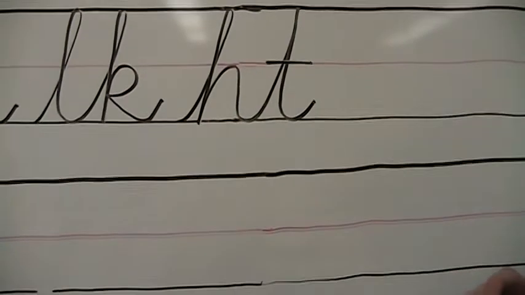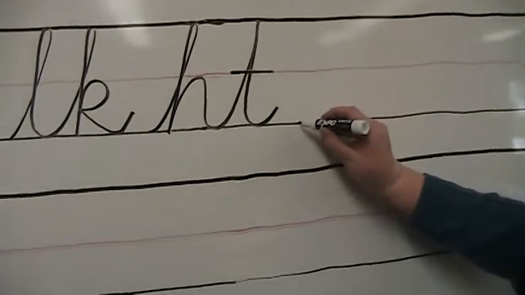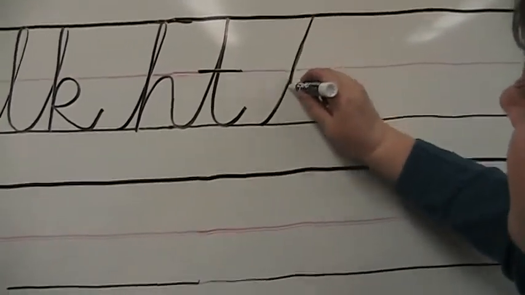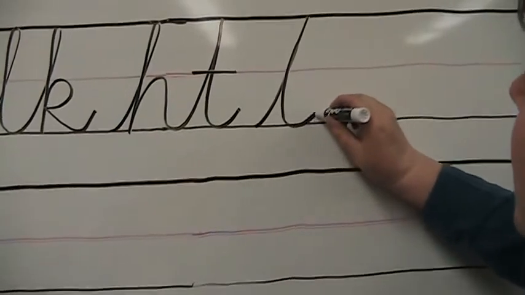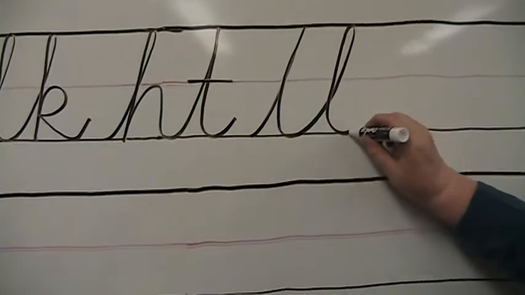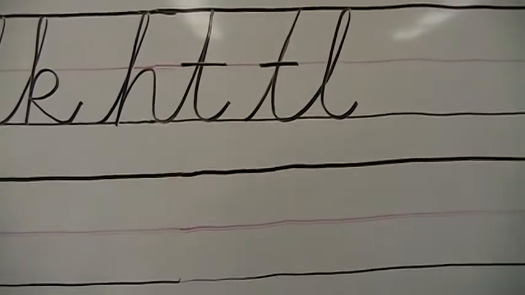One more combination. How about T, L? We haven't done that one yet. So let's go up for the T, trace back over. The ending becomes the beginning. We're going to make our loop for the L and the tail. Don't forget, go back and cross the T.